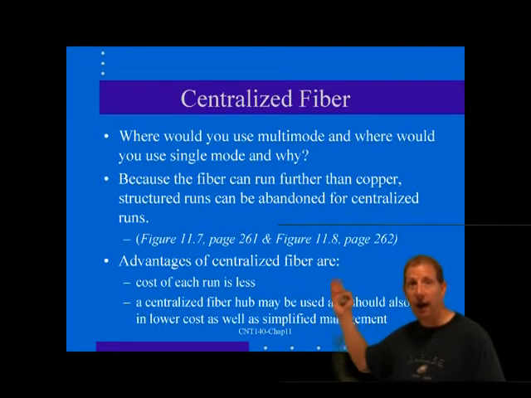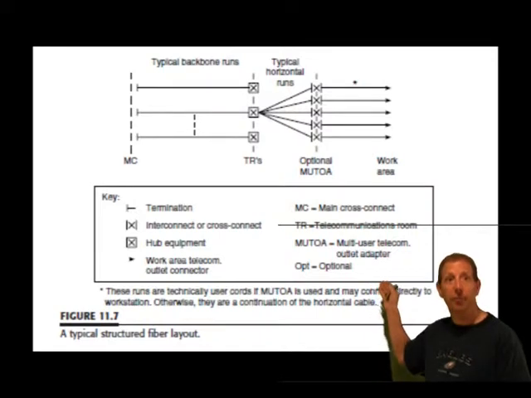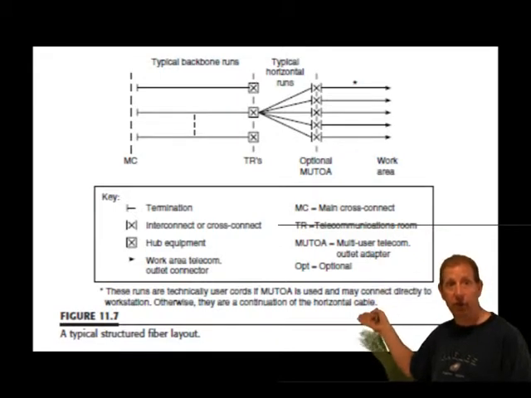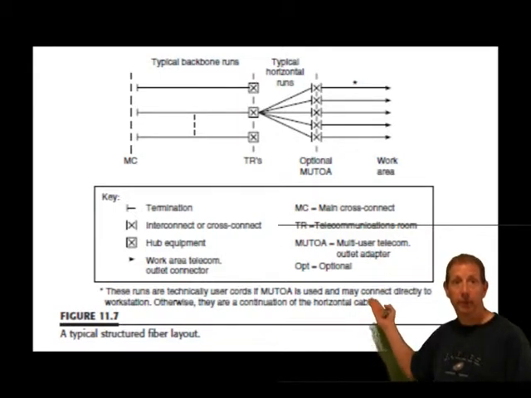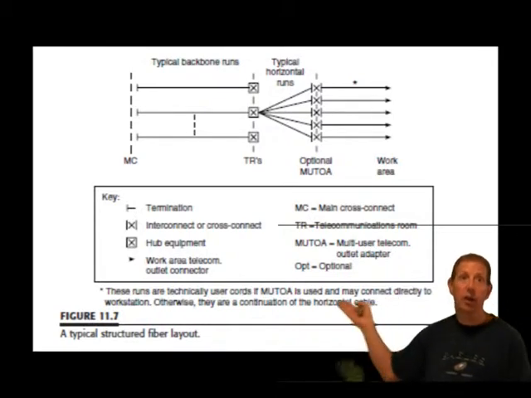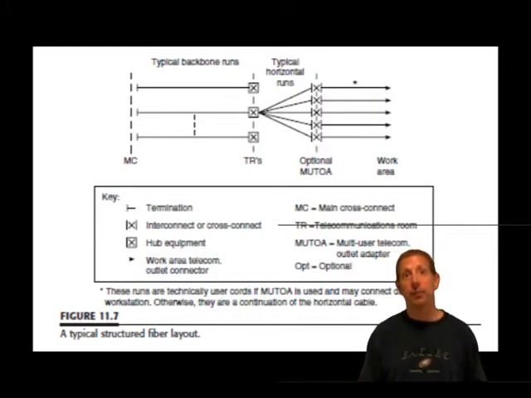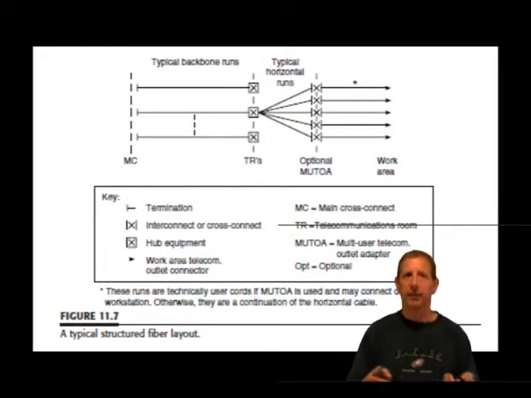Now, as you can see behind me, backbone cabling runs are made from a central distribution point, such as the main cross connect, to the telecommunications rooms throughout the building. Now, at each TR, a fiber hub or switch distributes the network signal to individual horizontal fiber runs, one per workstation to be served. An optional multi-user telecommunications outlet adapter may be placed in the horizontal run between the TR and the work area outlet and connector.